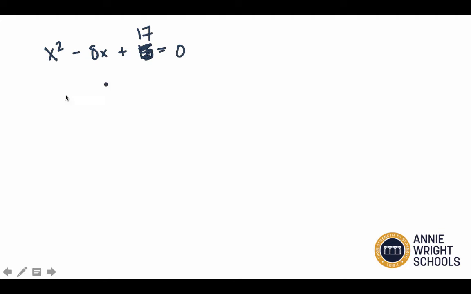So what most people will do when they solve this by completing the square is they will take the 17 and throw it to the other side. So they have this minus 17 over here. Now they have this empty space where they have to figure out what to complete the square with. So the first step is take the coefficient of x. As long as this is an x squared, take the coefficient of x and divide by 2.